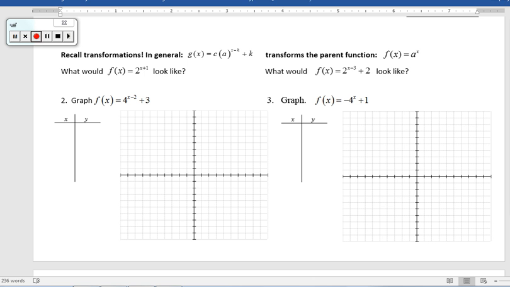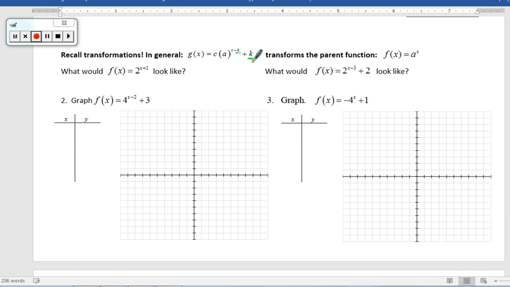All of these exponential functions transform just like all the other ones. A coefficient out front can make it grow, it can make it shrink. If we had a negative out front here, that would be a reflection over the x-axis. A is going to stand for our base. We have our minus h and our plus k. The h is a horizontal shift left and right. The k is a vertical shift up and down.